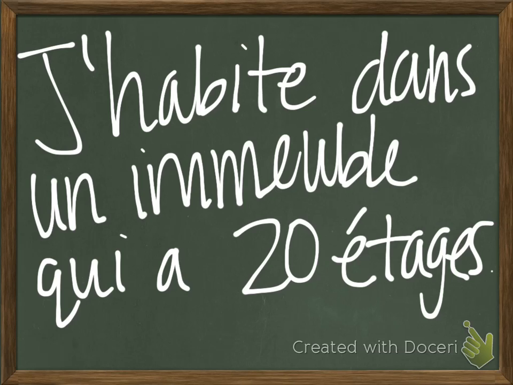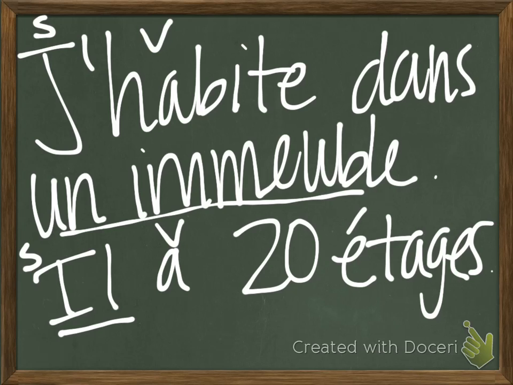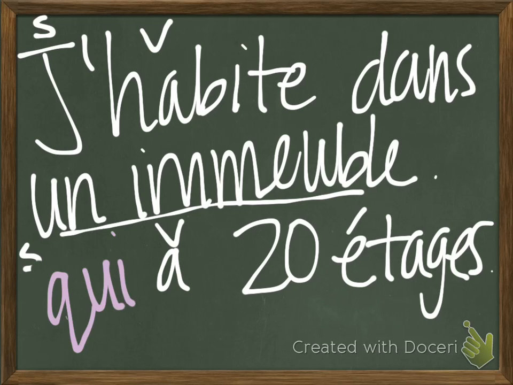So notice that I replaced what was originally here, which was il a. So it was very simple. Here you have a subject and a verb. Here you have a subject and a verb. This subject is un immeuble. So all we have to do is take out the il and replace it with qui. So qui is now your subject of your verb avoir. J'habite dans un immeuble qui a 20 étages.